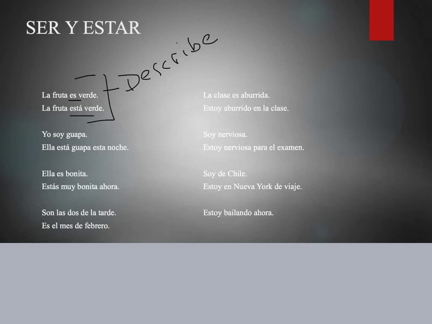Now, when I look at está verde, this one actually translates to it's unripe, because if fruit is green, it's not ripe normally. I think so. So it's unripe. So la fruta está verde. So this here would describe its condition. So in the first one, I'm identifying the fruit as being green. I'm defining it as green. And then in the second one, I'm talking about its current condition right now or its state of being.